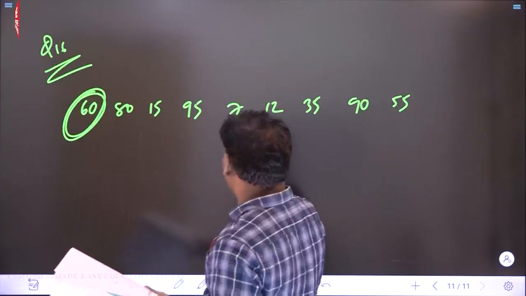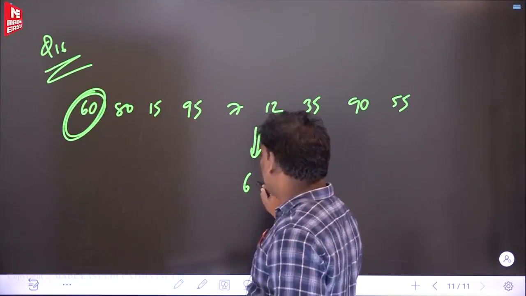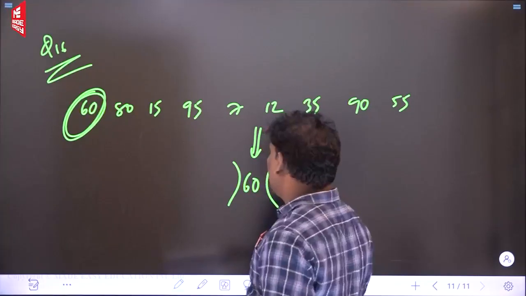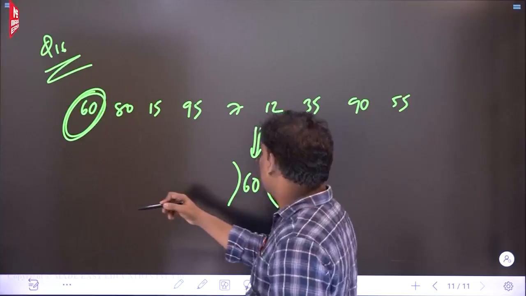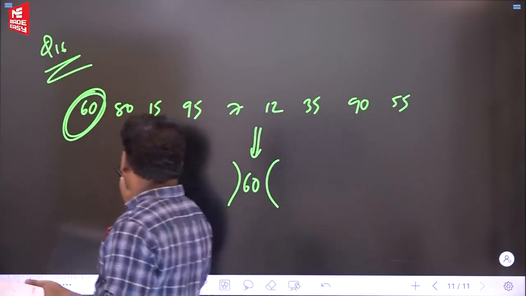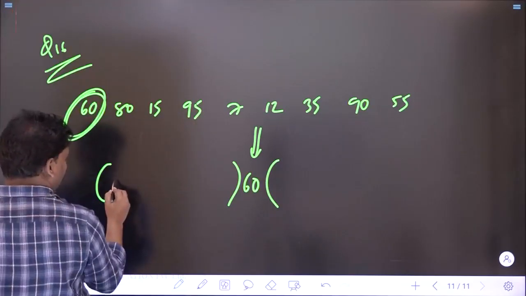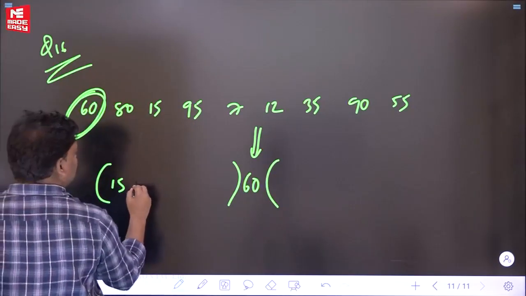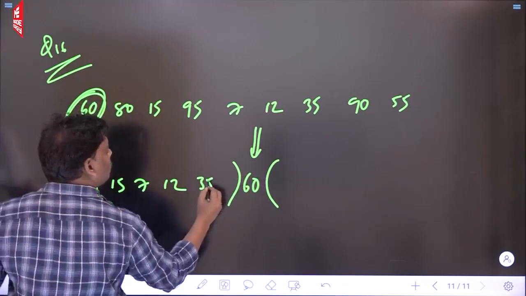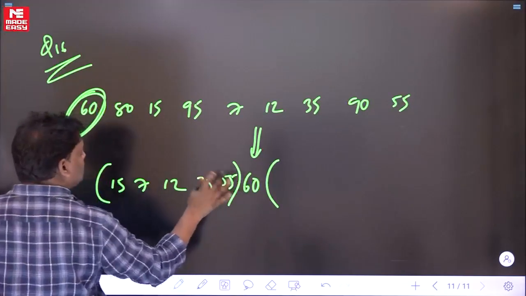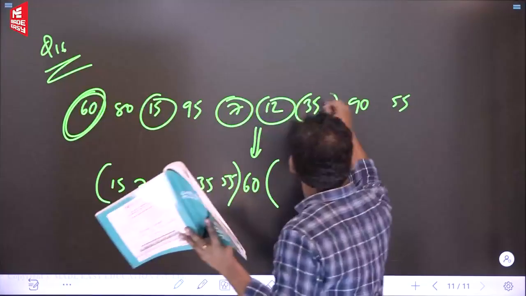Can you help me apply the partition algorithm? If you apply the partition algorithm, what will happen? 60 will go to its correct place. If you apply the partition algorithm the first time, 60 will go to the correct place, less than 60 on one side, more than 60 on the other side. Who are the ones less than 60? Write all of them: 15, 7, 12, 35, 55.